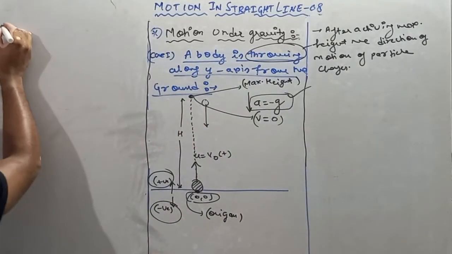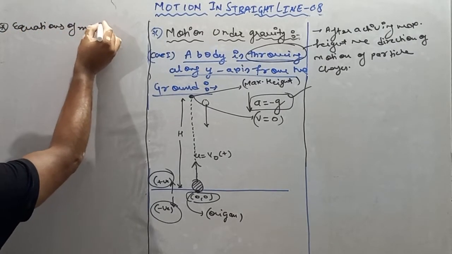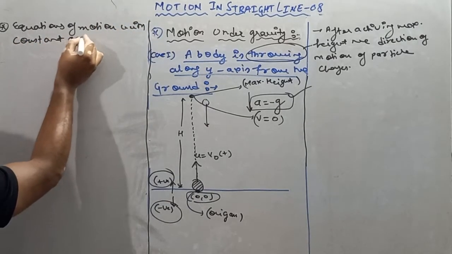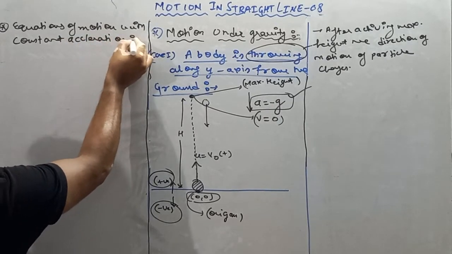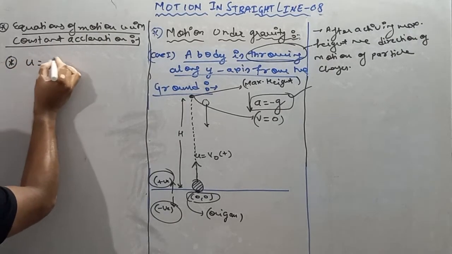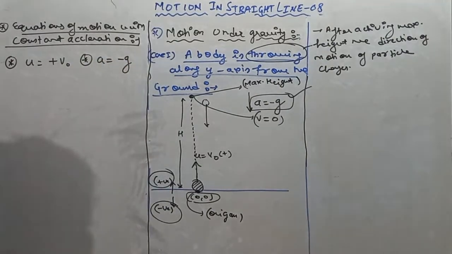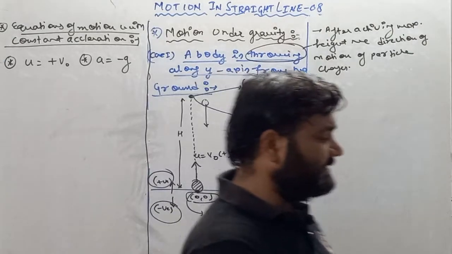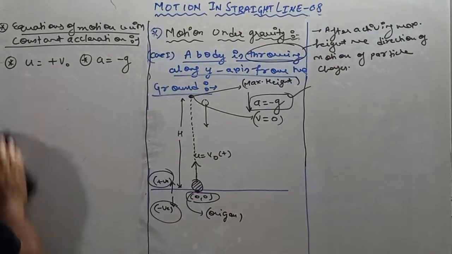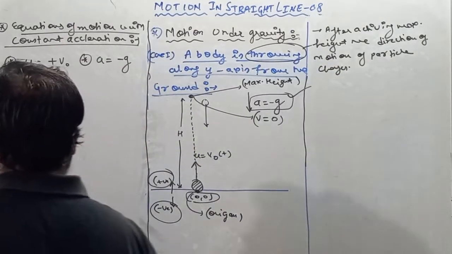So I'll write here: equations of motion with constant acceleration. In this situation, my dear student, initial velocity is considered to be plus v naught and acceleration is considered to be minus g, because the only acceleration acting on the particle when it is moving along the y-axis is acceleration due to gravity, which is minus g. Now I'll write equations of motion in this situation.